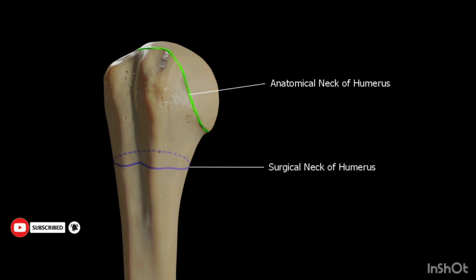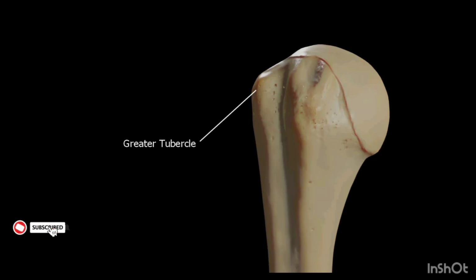glenohumeral joint. The image shows the greater tubercle of the humerus, a prominent bony projection on the lateral side of the proximal humerus. It serves as an important attachment site for rotator cuff muscles: supraspinatus, infraspinatus, and teres minor, which help stabilize and move the shoulder joint. Damage or inflammation around this area can lead to shoulder pain and restricted movement.